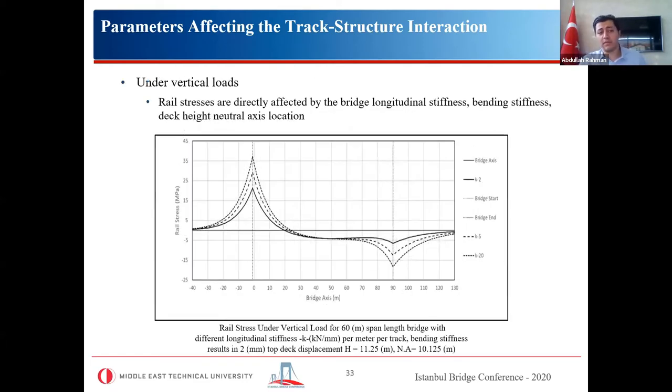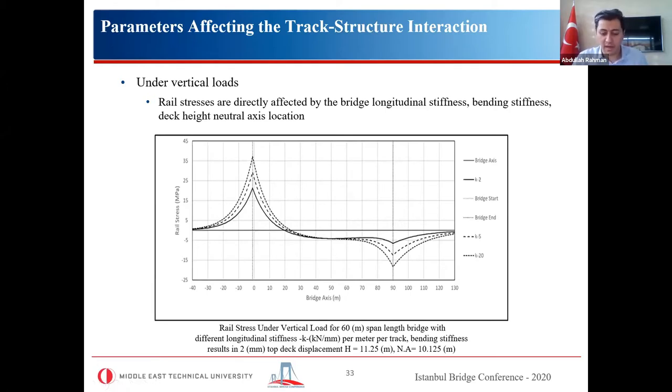Now, if I continue with vertical loads, the LM71 vertical load will induce some stresses on our track. You can see that I've now used a 60 meter span length with different longitudinal stiffness, with fixed deck height and neutral axis location. The bridge bending stiffness I used will result in 2 millimeter top deck displacement. This is the bending stiffness that I've used. Then, as you can see from the chart, lower longitudinal stiffness causes lower rail stresses, while increasing the longitudinal stiffness will increase the rail stresses.